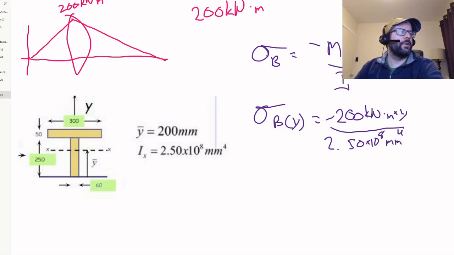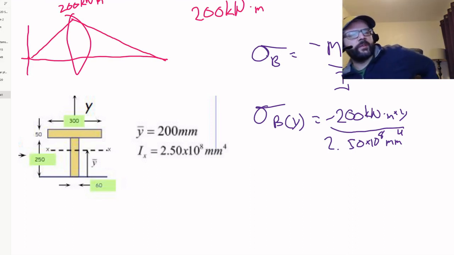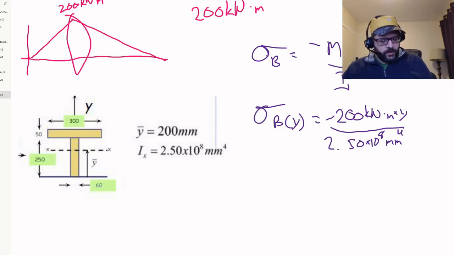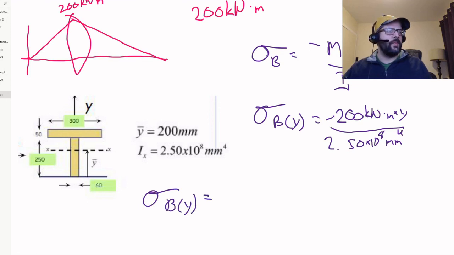So, based upon that, I'm probably going to want to put things into, well, here, let's pull out our calculator. So negative 200 divided by 2.5 E8 gives us negative 8 times 10 to the negative 6.